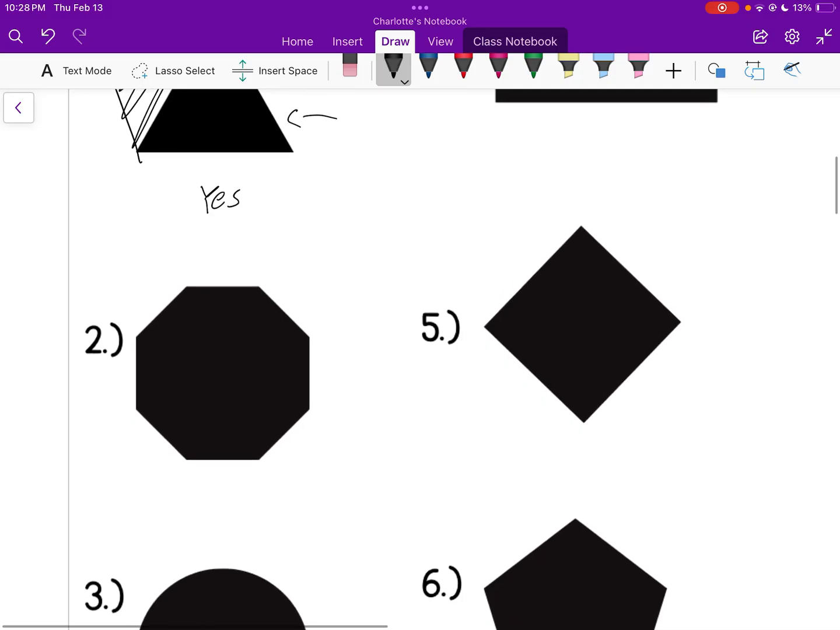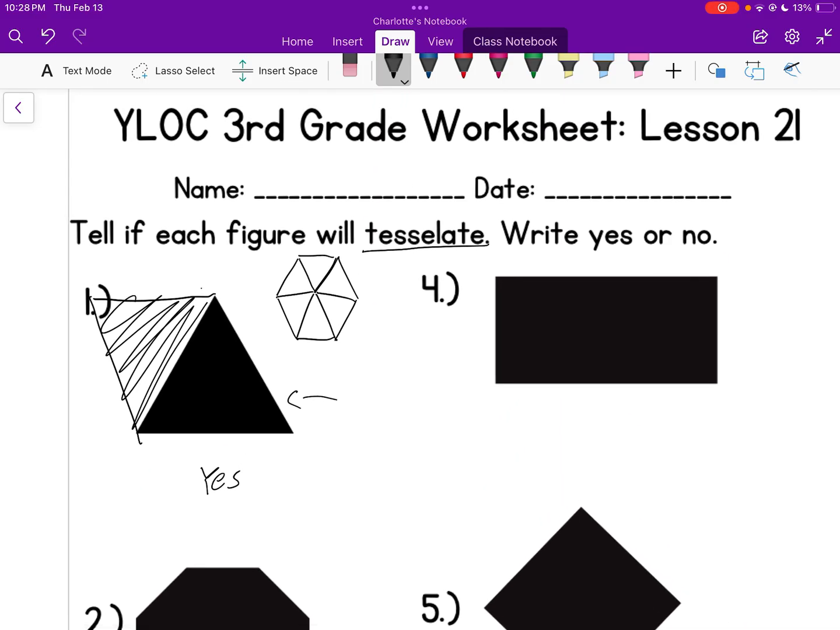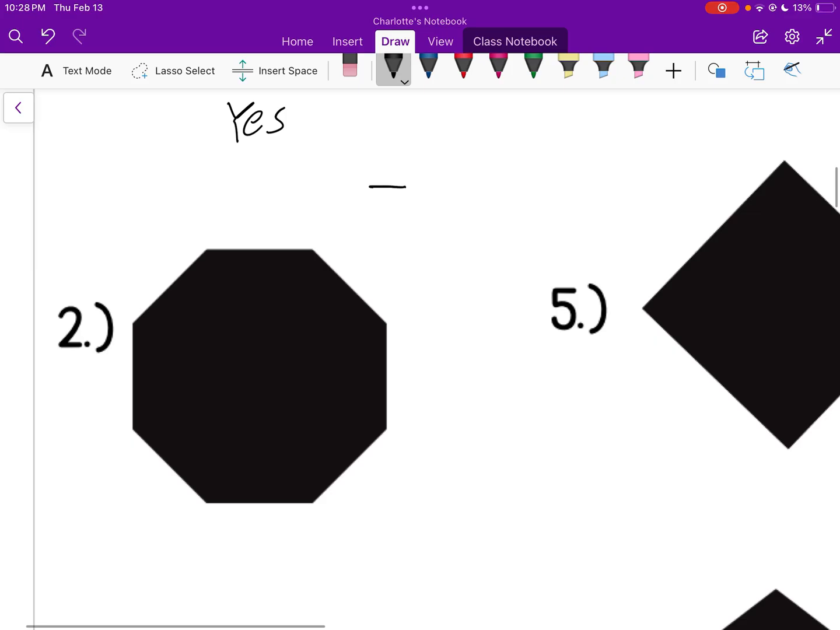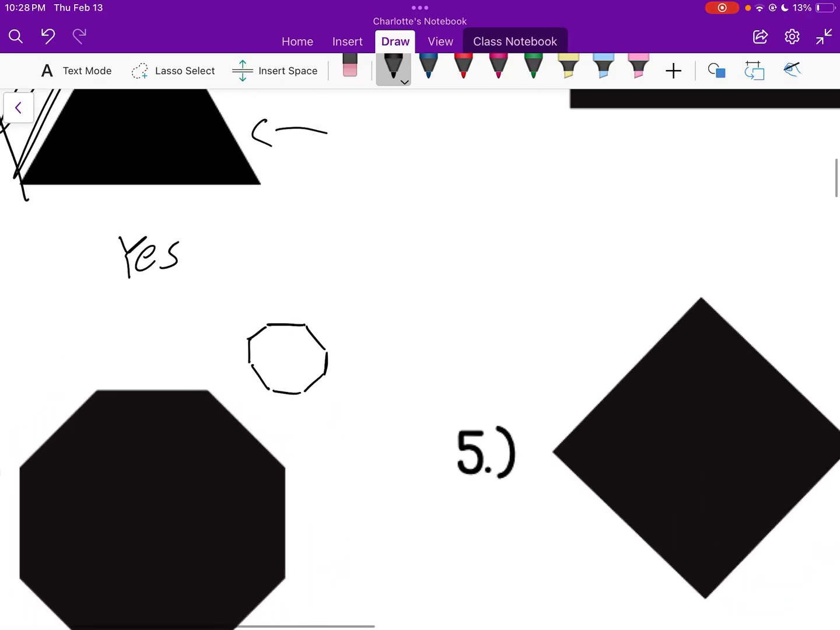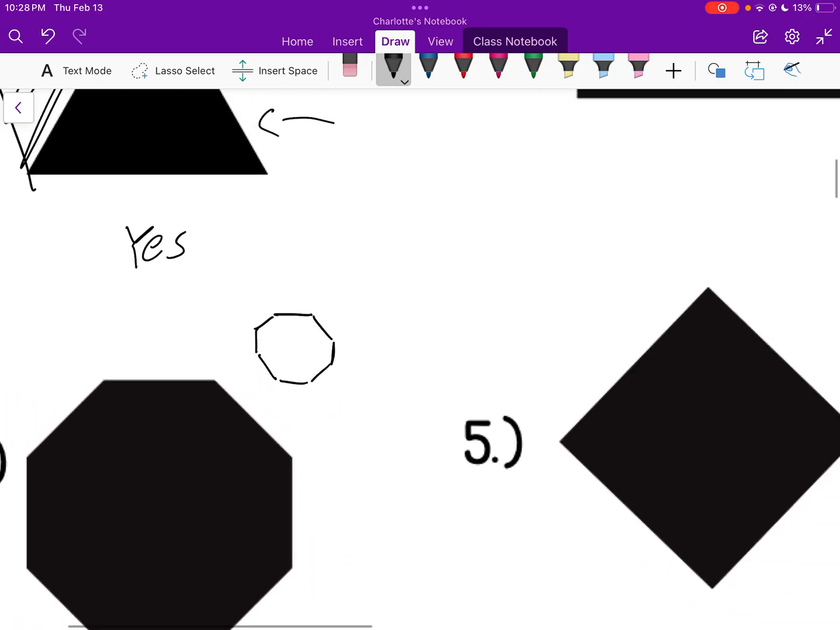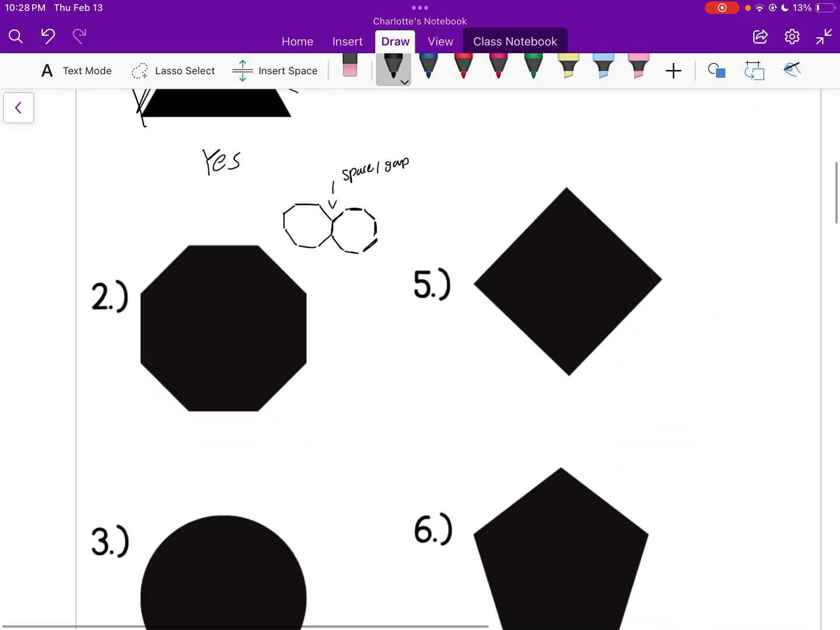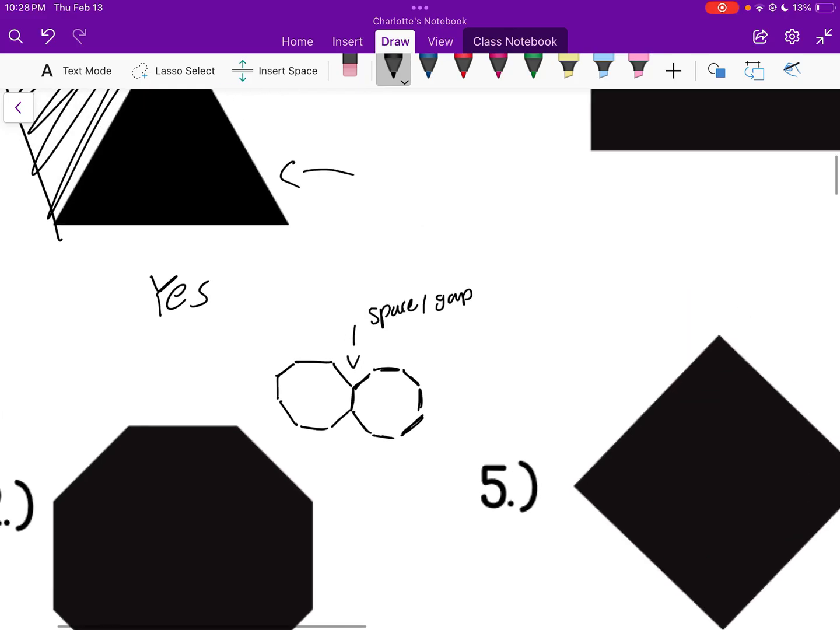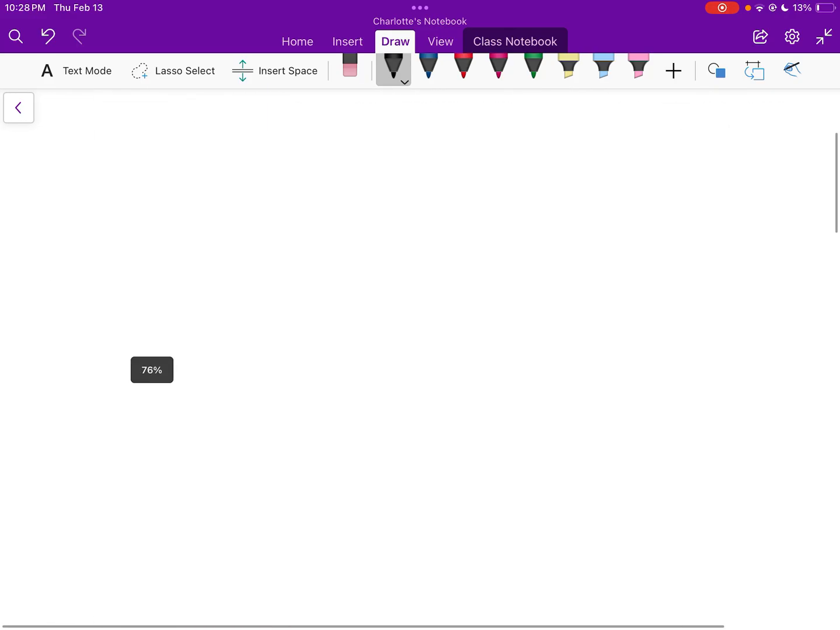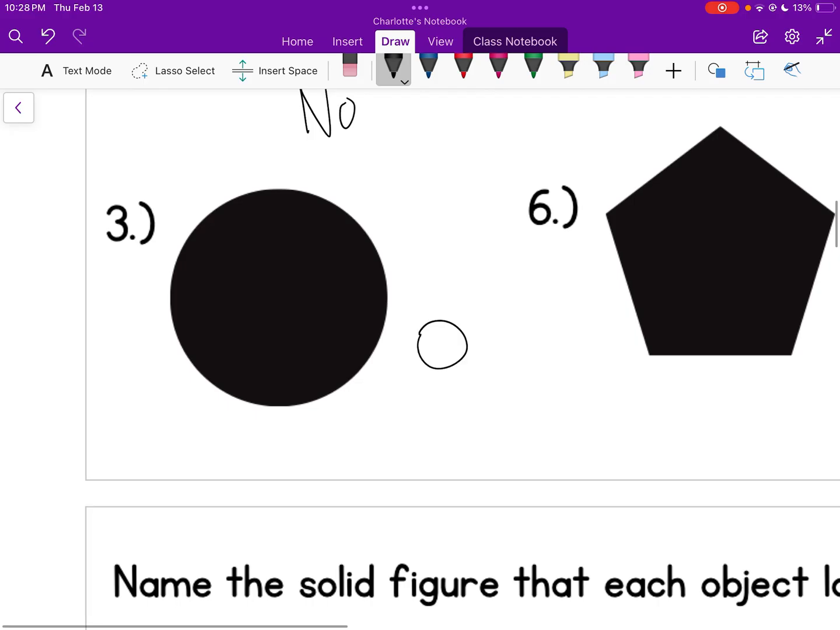For number two, this is an example of a figure that doesn't tessellate with each other. So let's draw it. It's an octagon, and when you place it with another octagon, it'll be like this. And since there's a gap right here, it's not tessellating, because there should be no space, so it should stick like this. So no. And same for circle. There's so much space left in between, so this is no.